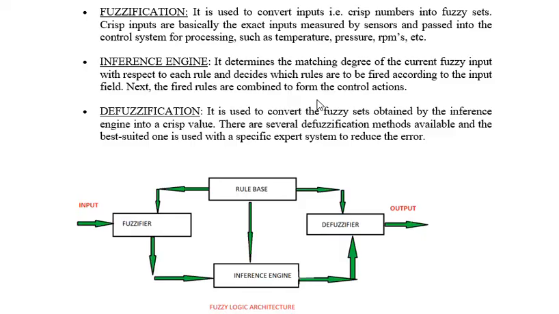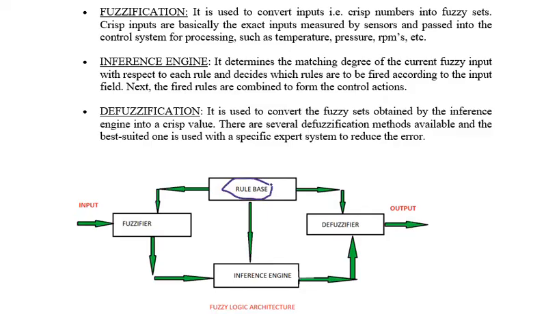Next, defuzzification. What is defuzzification? From the output fuzzy set it goes to defuzzification, and from defuzzification to the crisp output. It is used to convert the output fuzzy sets obtained by the inference engine. There are several defuzzification methods available, and the best suited one is used with a specific expert system to reduce the error. So why was this architecture used in fuzzy systems? To reduce the errors. The rules are basically divided into two types. Now look here, these are the basic rules which are there.